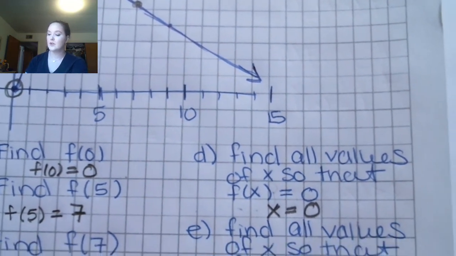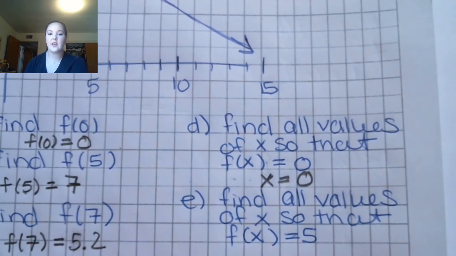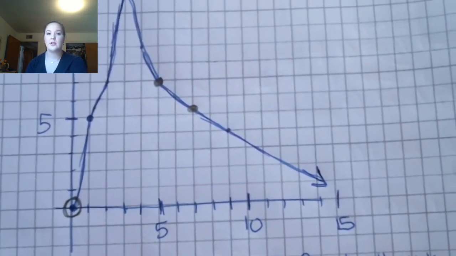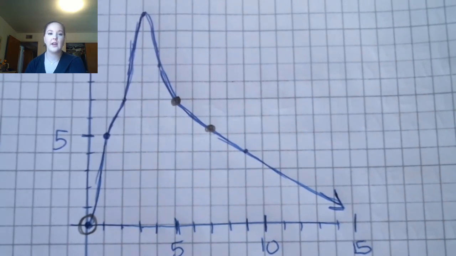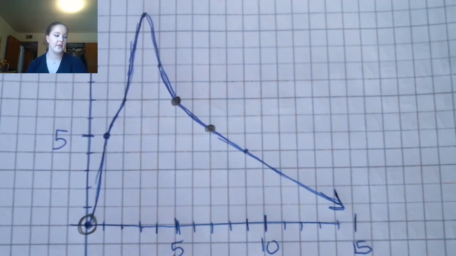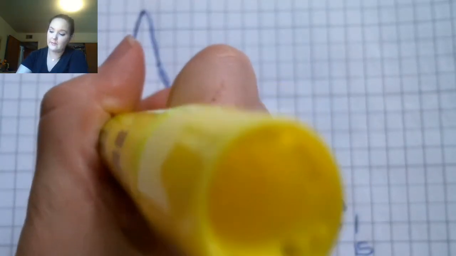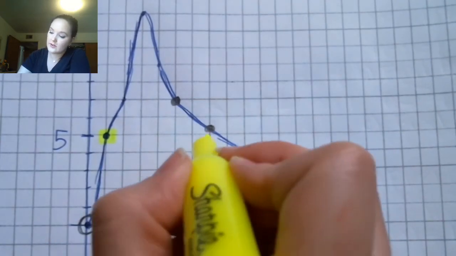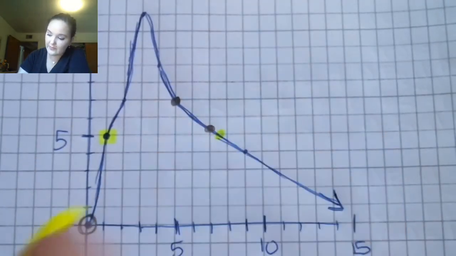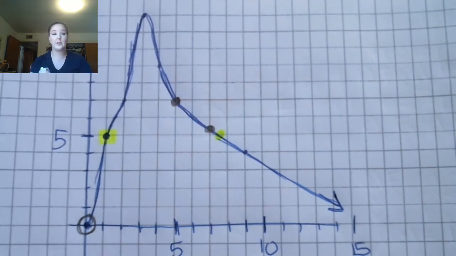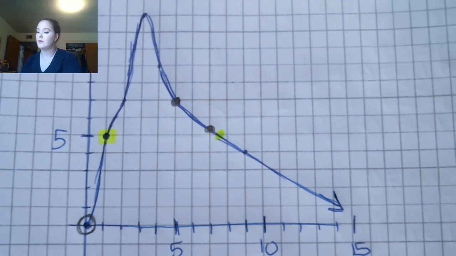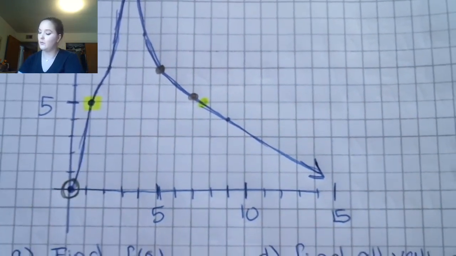Okay, so let's look at the next one. Find all values of x so that f of x is 5. So I would encourage you now to go ahead and pause the video and do that for yourself. Okay, so we are going to look at values where the y value is 5. Okay, so that's this point here. Okay, and it's also this point here. Okay, we're looking at y values, and we're going to answer with the corresponding x values. Okay, so this has an x value of 1.